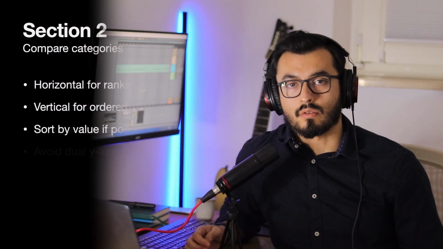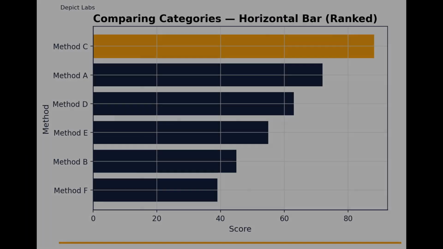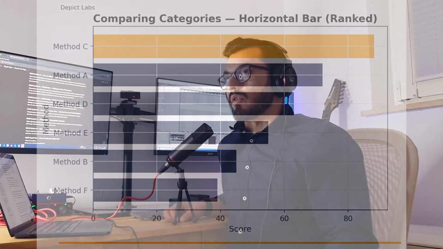Section 2. Comparison reserve bars. Use horizontal bars for ranking with long labels and vertical bars for months or ordered categories. Sort the bars by value unless the order has meaning. If you are comparing things, use bars. Everything else is noise.